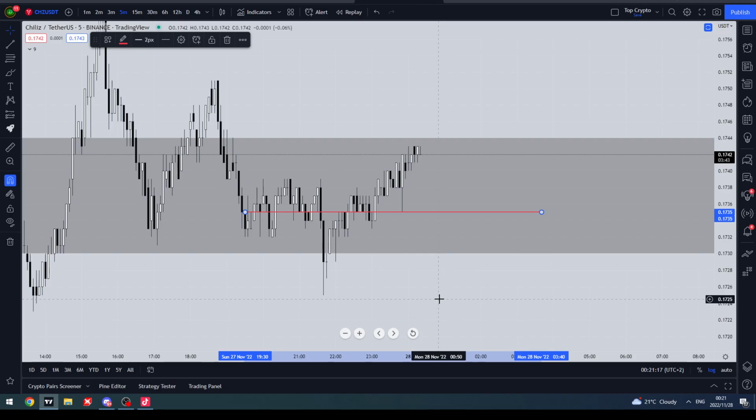1735. Can you see that? These are not random levels in the market, guys. This is how it moves. I'm showing you things that should be blowing your mind right now.